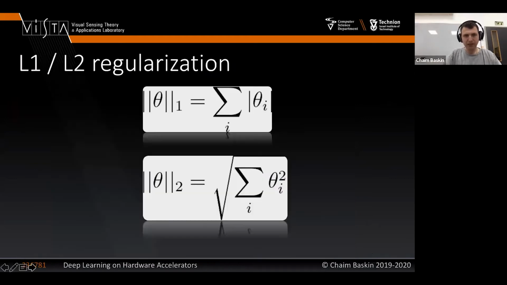Okay, so L1 and L2 regularization. L1 and L2 regularization are ways in which we are normalizing our parameters. The first one normalizes them by taking the L1 norm, so it's like a square. And L2 is like the parameters will lie around a circle.